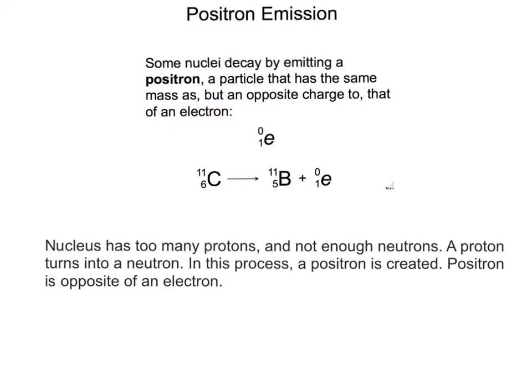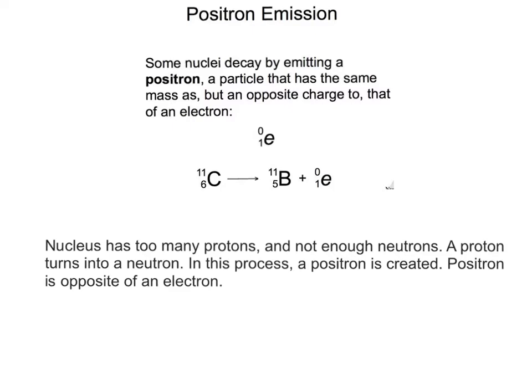Positron emission. This is something a little new. We haven't talked about positrons before. Some nuclei decay by emitting a positron. A positron is a particle that has the same mass as, but the opposite charge to that of an electron. So it's a positively charged electron, essentially. But we don't call it an electron, we call it a positron.